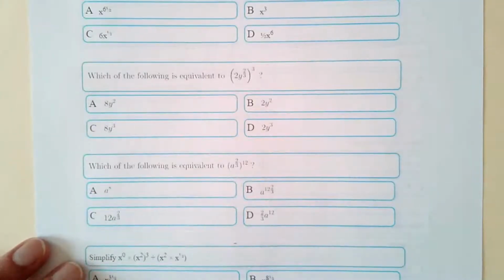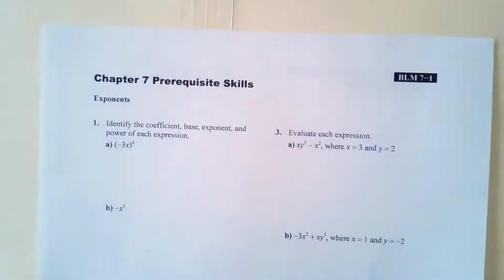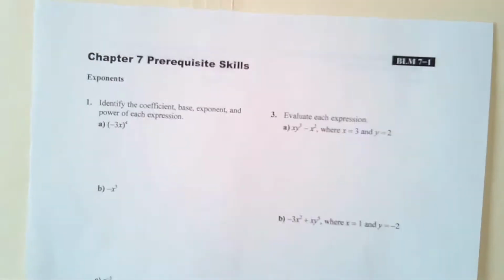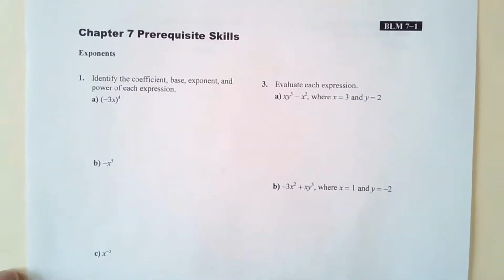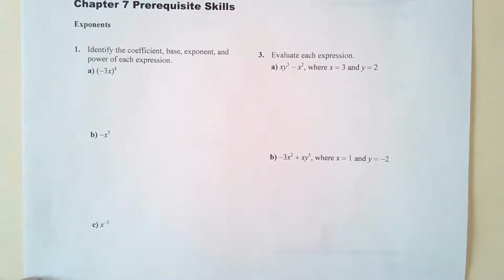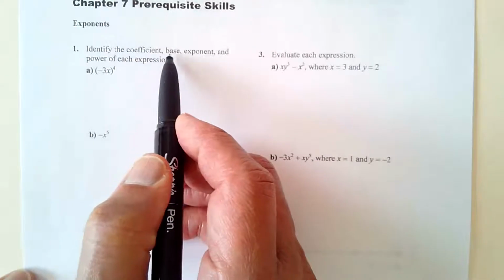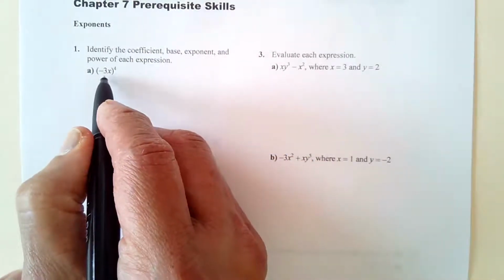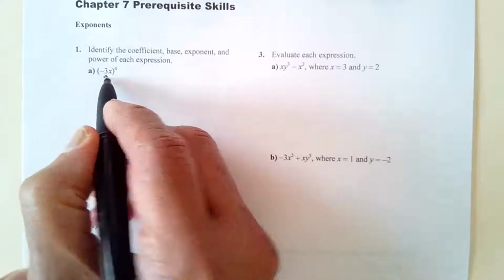Okay, let's look at some examples. We'll go straight in, and this is one of the activities you need to complete, and it's on the blog. Here, identify the coefficient, the base, and the exponent. The coefficient would be negative 3.